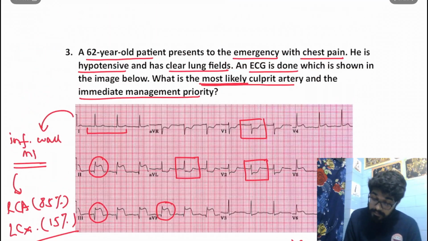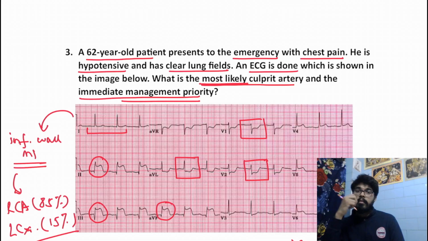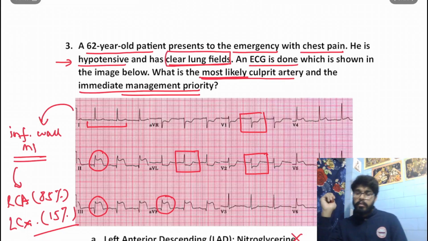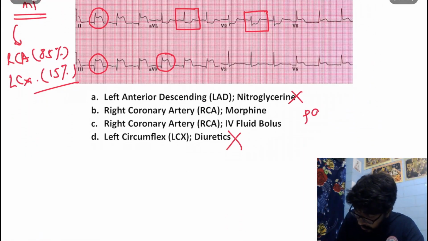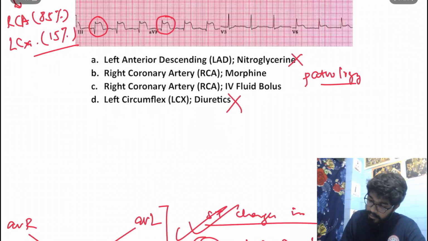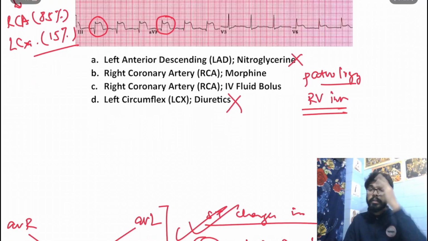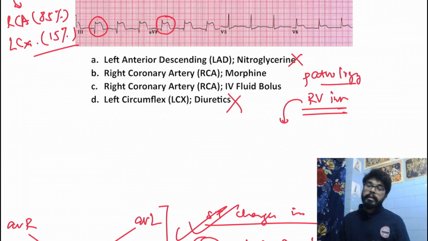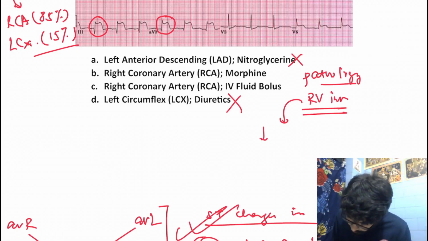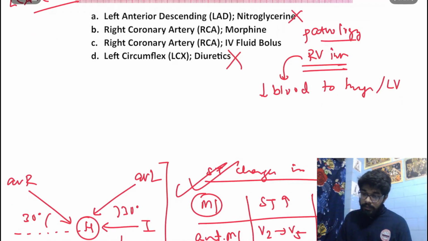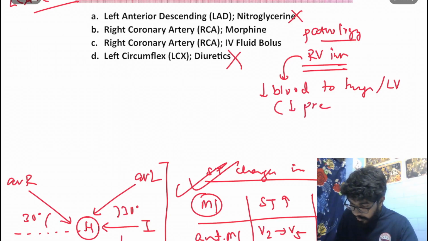But the question also asks us about the immediate management priority. Now we have seen that there is hypotension and there are clear lung fields. Now something important to know about the pathology in this case is that there is right ventricular involvement. There is only right ventricular involvement. Okay. As a result, the right ventricle is not contracting, so it cannot pump the blood into the lungs and then into the left ventricle. So there would be decreased blood to the lungs and left ventricle, right? So technically we have a situation of decreased preload, right?